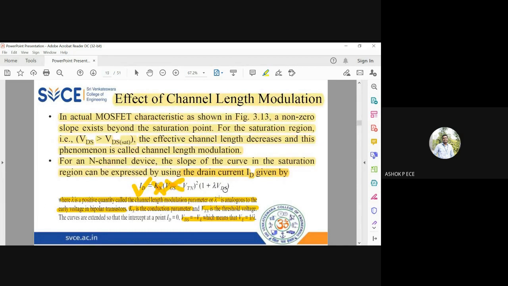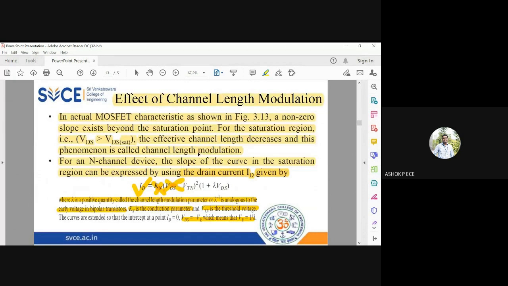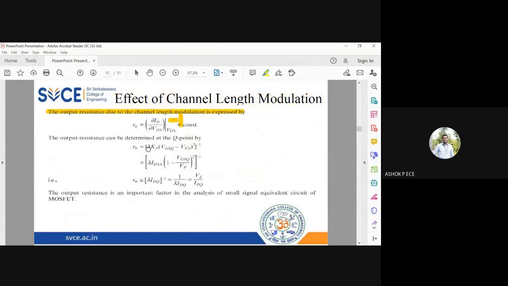ID in terms of VDS, differentiate that. See, these two terms are constant, so they will come as it is, Kn into (VGS Q minus VTN) the whole square. If we differentiate with respect to VDS, it is just lambda. Differentiation of 1 is 0, it is just lambda. And I can write this VGS as VGS Q. It is the Q point.